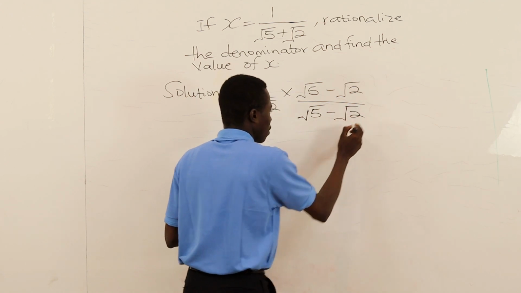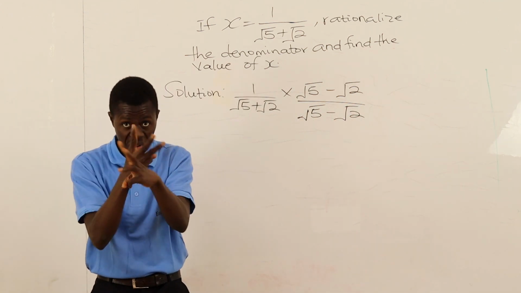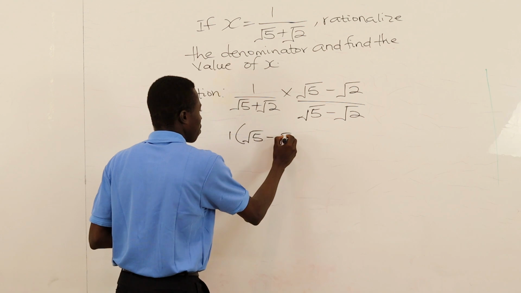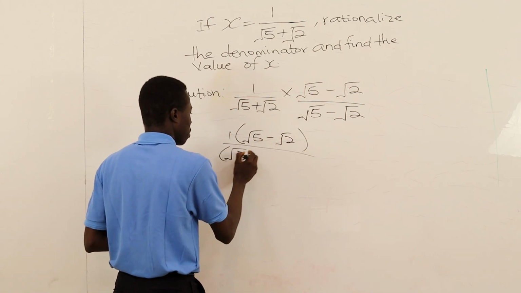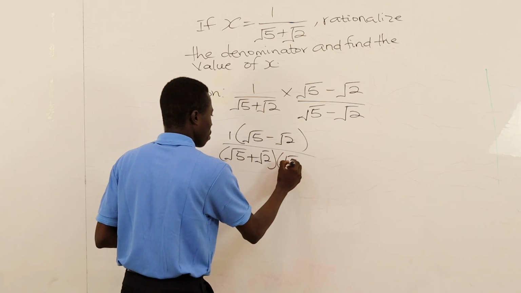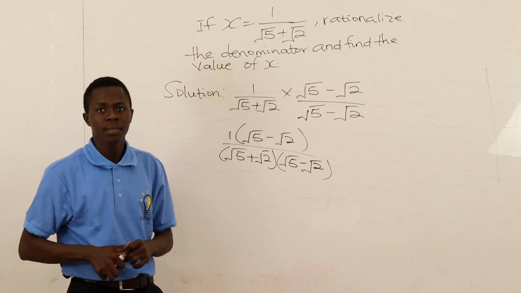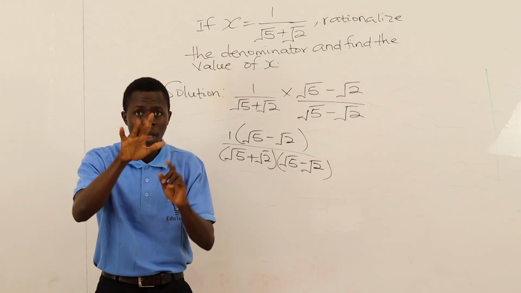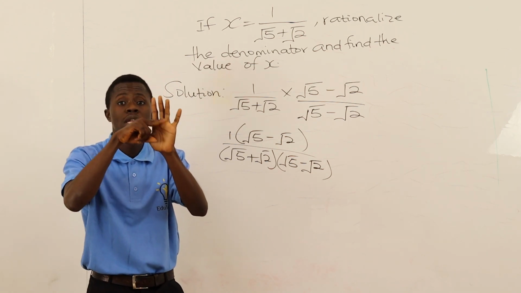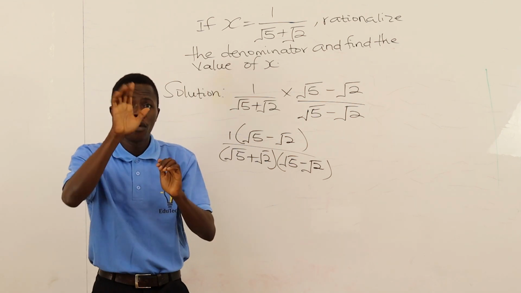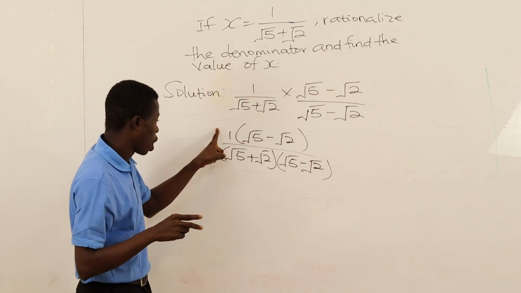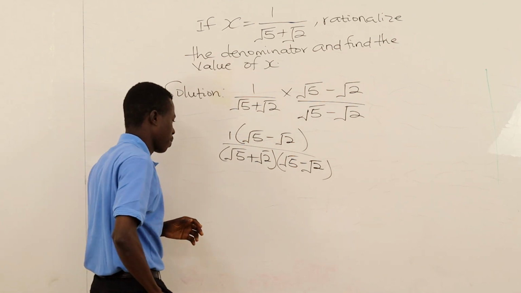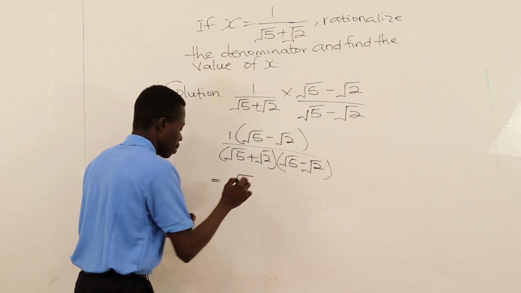So now we can multiply. So let's go ahead. So we are going to have 1 multiplied by square root of 5 minus square root of 2, divided by square root of 5 plus square root of 2 multiplied by square root of 5 minus square root of 2. Now you can see that 1 is multiplying the bracket square root of 5 minus square root of 2. So 1 would multiply square root of 5 and the answer will give us square root of 5. So let's write that. Square root of 5. And then 1 again will multiply minus square root of 2. And the answer will give us, yes, minus square root of 2.